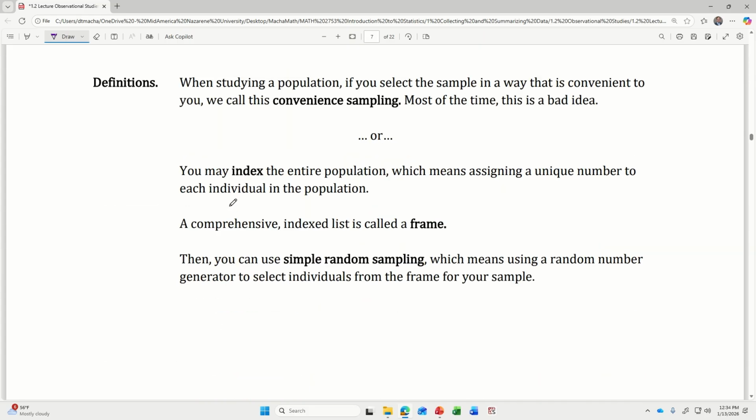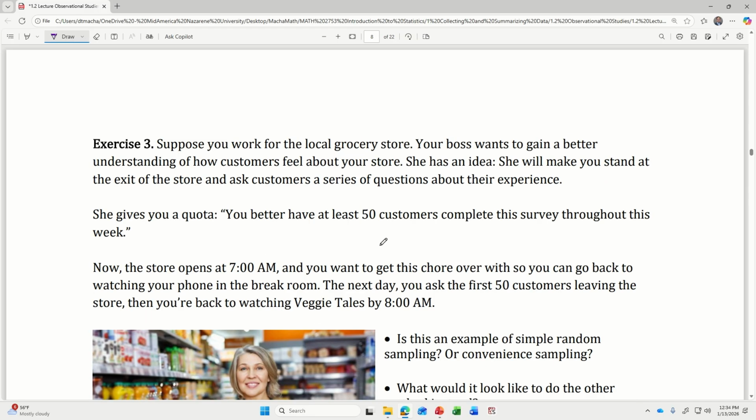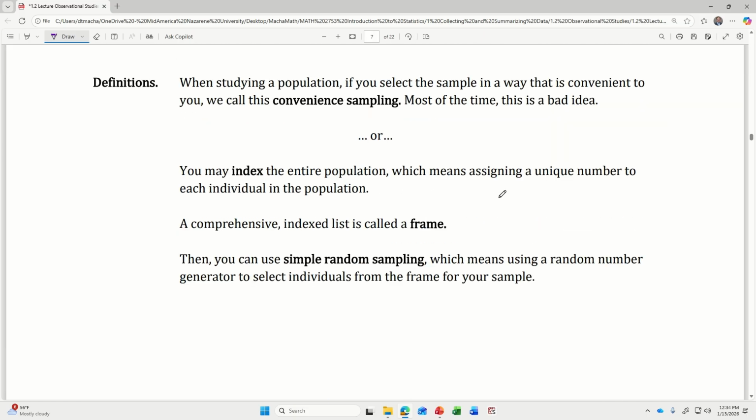Okay, when studying a population, if you select the sample in a way that is convenient to you, we call this convenience sampling. Most of the time, convenience sampling is a bad idea. Just to give you a feel for it, why is that a bad idea? Let me see if I have an example in my notes. Okay, I don't have an example. Let me just come up with an example quick.